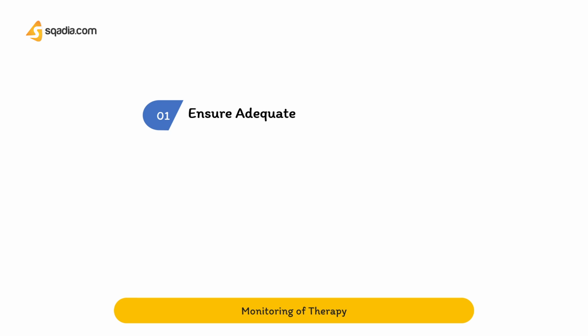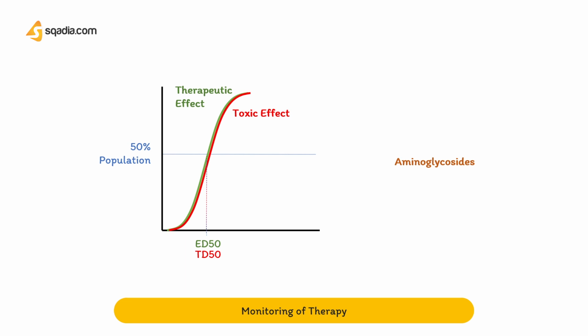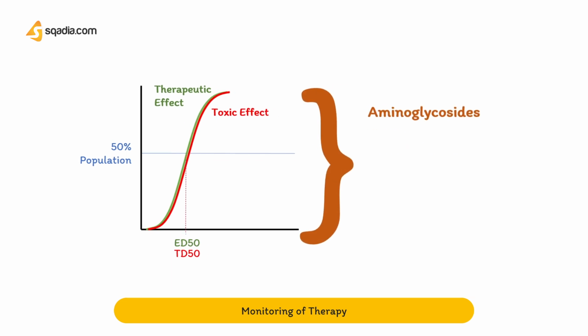First up, it is necessary to ensure that there are adequate therapeutic concentrations at the site of infection. Secondly, we have to reduce the risk of toxicity, which is important where the therapeutic index is low.